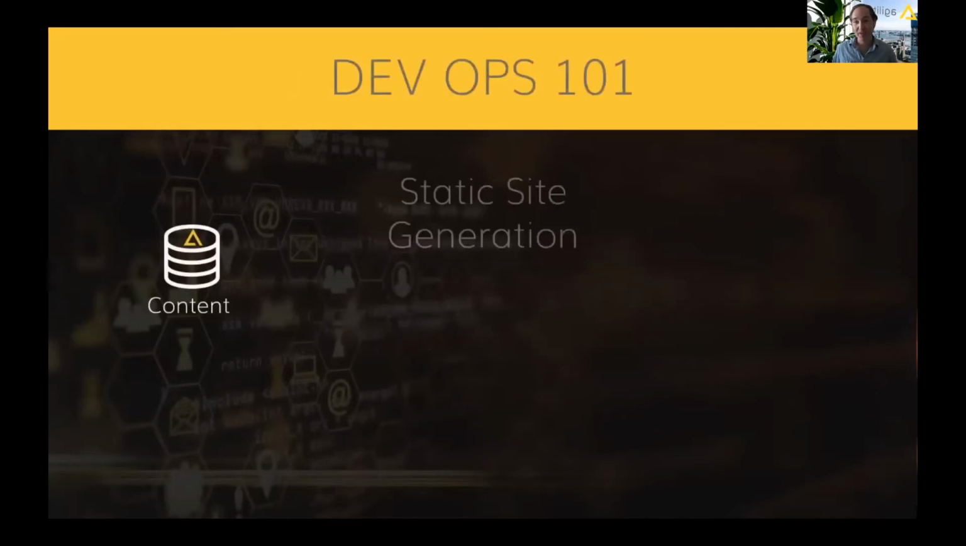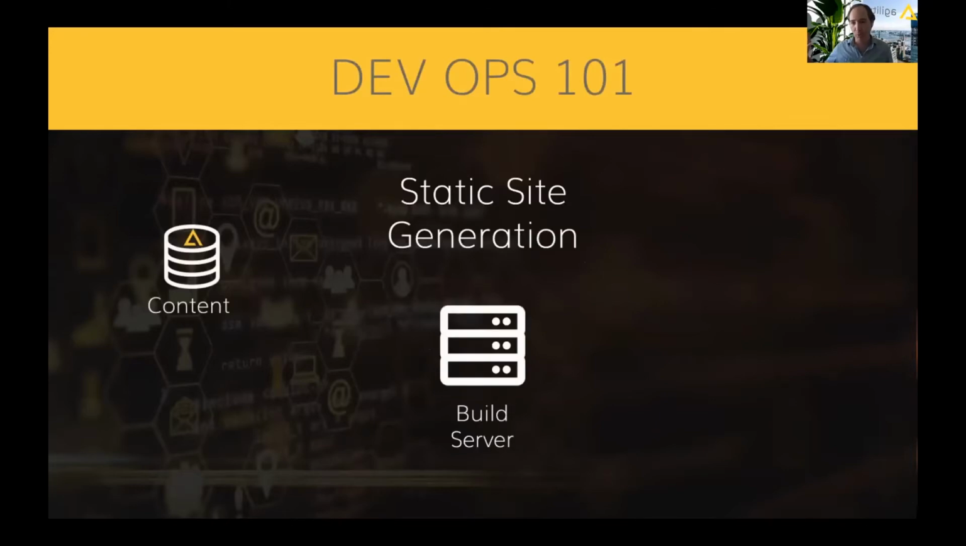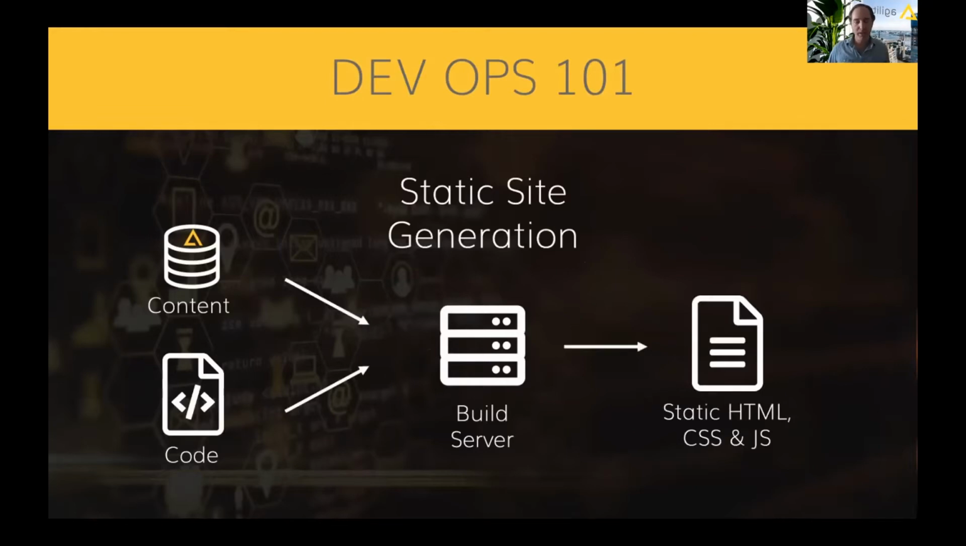All right, let's do some diagrams. So, DevOps 101 for static site generation. We have some kind of code, we have some kind of content. In this case, the content's coming from Agility CMS, but it could be coming from anywhere. We have something like a build server, and that is going to output static HTML, CSS, JavaScript, font files, whatever we need. This is as opposed to a PHP site or an ASP.NET site, where you would have a web server, and usually with more traffic, you need more web servers.